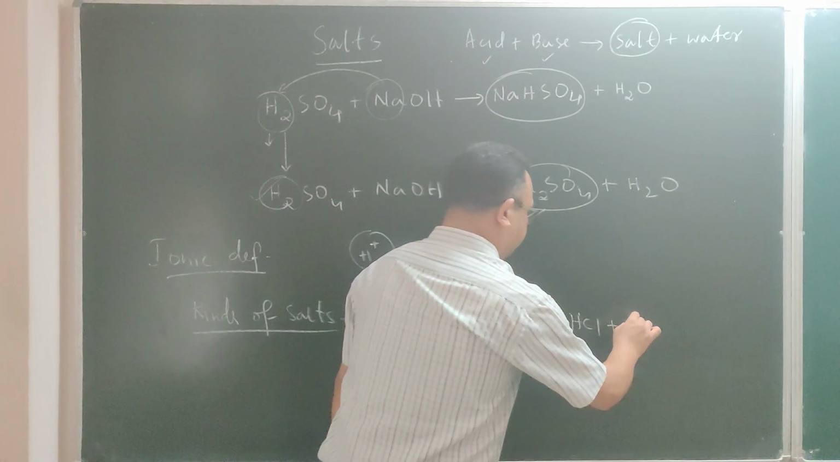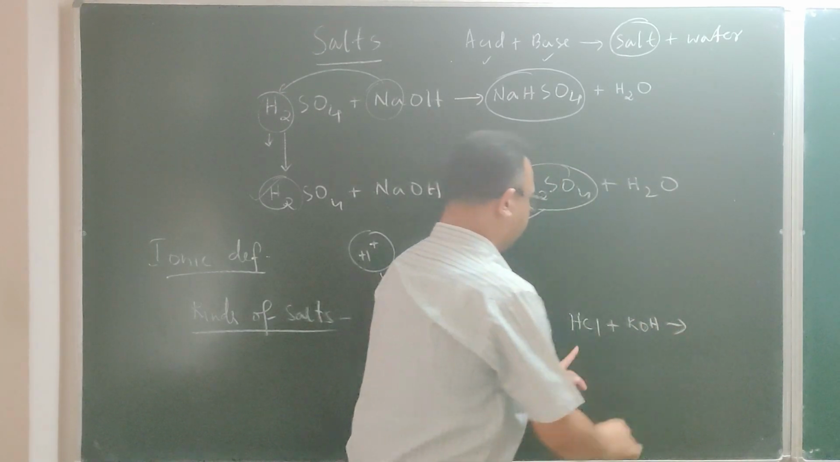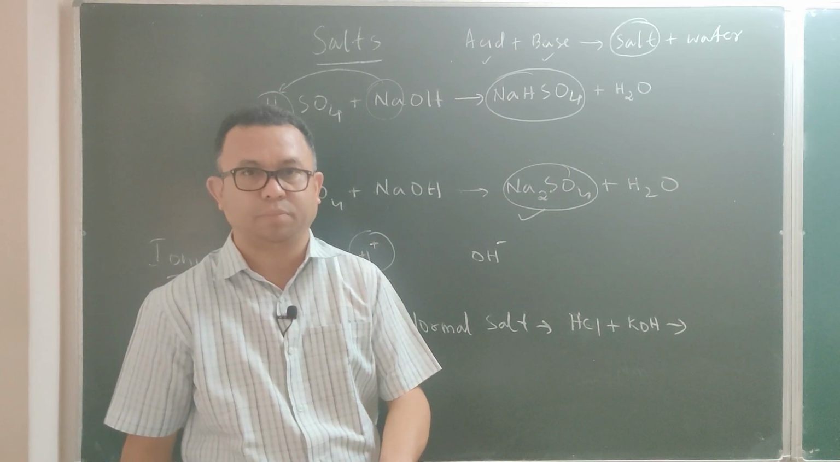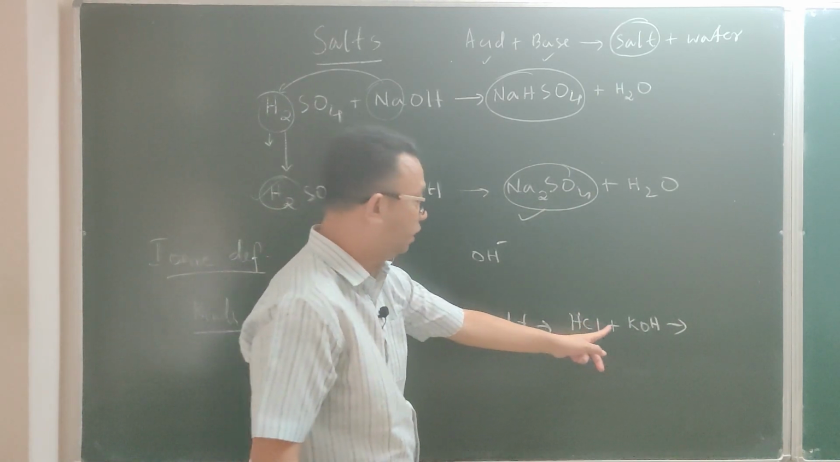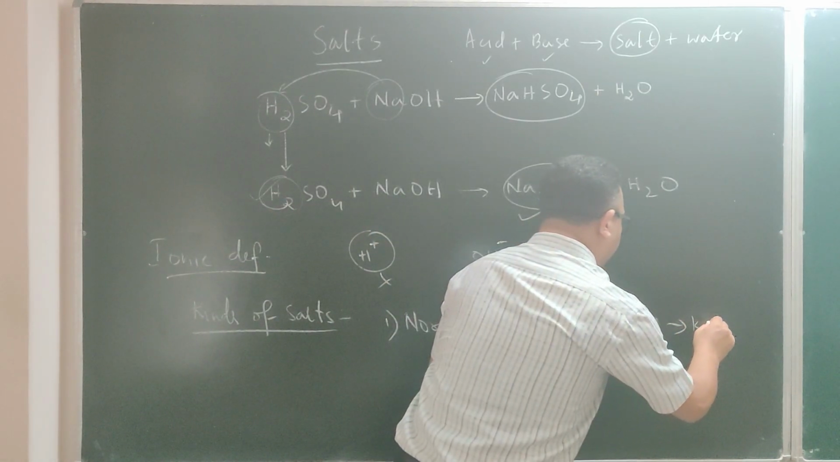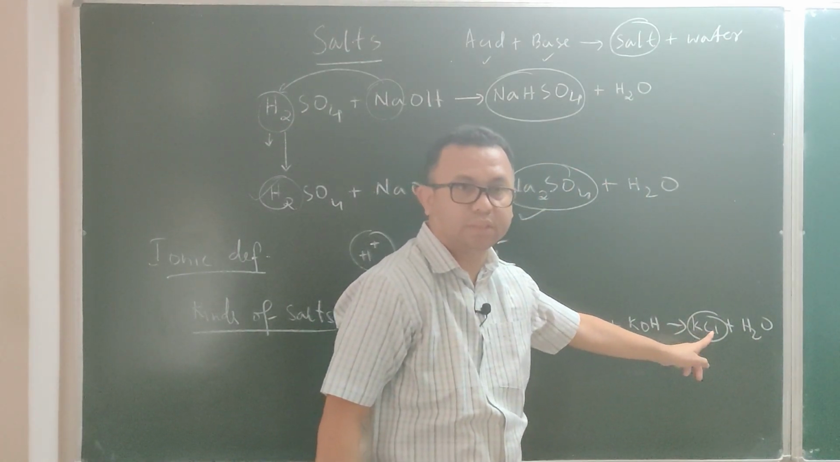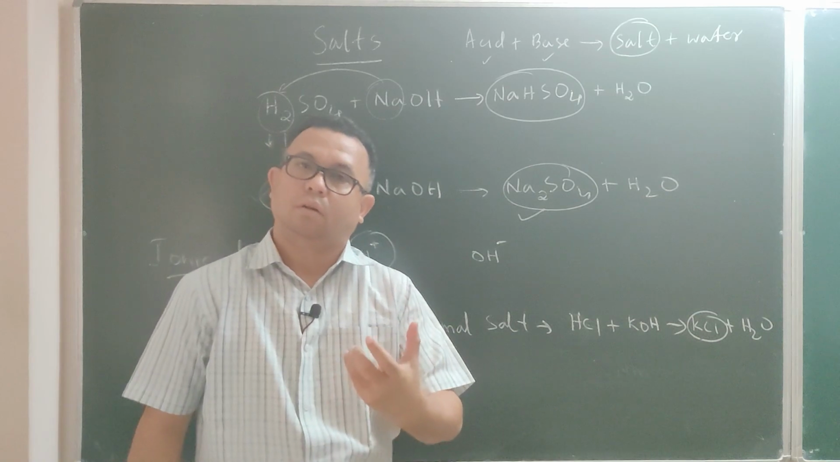Then plus base, if I am taking KOH. So yeah, acid and a base. So there is only one hydrogen, there is no question of partial replacement. It has to be completely replaced, only one hydrogen is there. So as this K is replacing, it will give you KCl plus water. So you can see there is no hydrogen here. So this kind of salt is what is your normal salt.